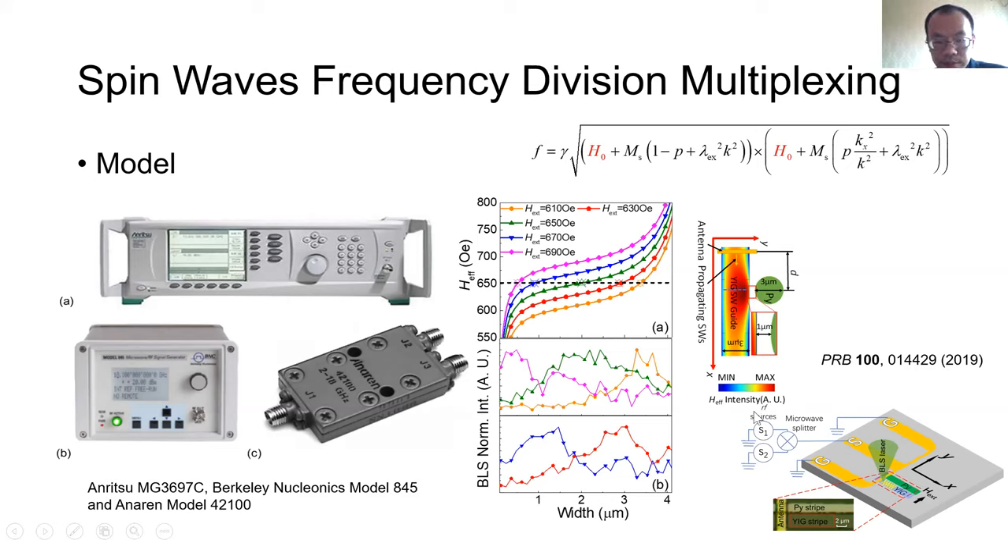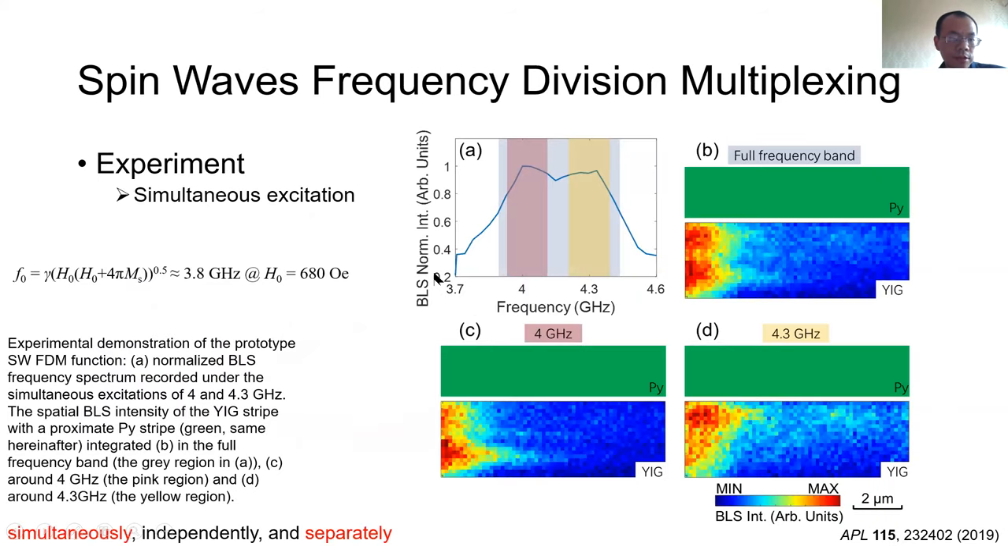To do the experiment, I used two microwave sources and combined them using the microwave splitter and sent the signal to the coupling waveguide to excite the spin waves with two different frequencies at the same time. Using the setup, firstly, I did the BLS experiment. Firstly, it's simultaneous excitation. So you remember we used two microwave sources. This experiment is performed under two excitations with different frequencies. One is 4 gigahertz, the other is 4.3 gigahertz.